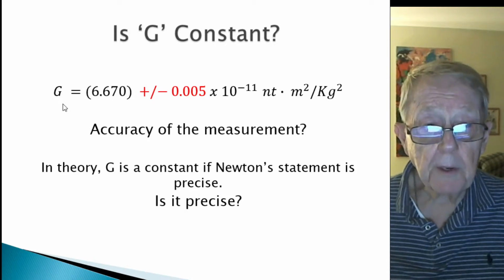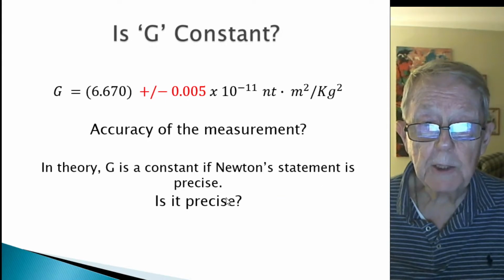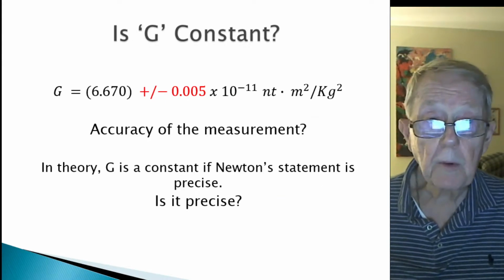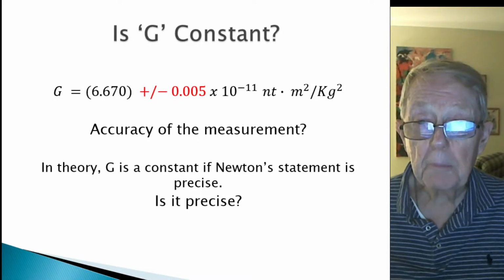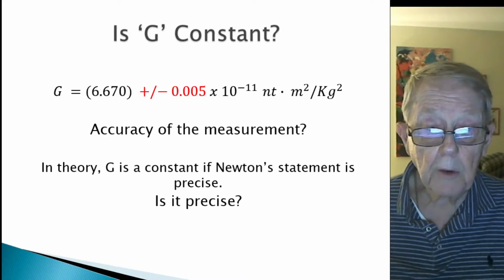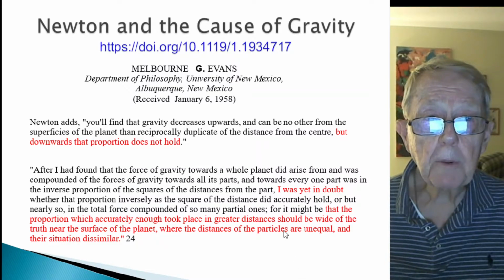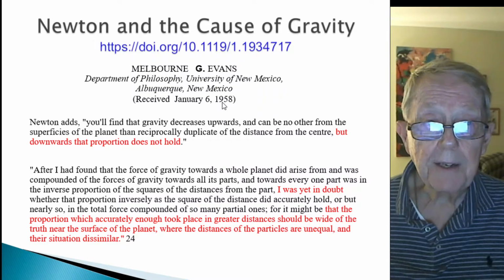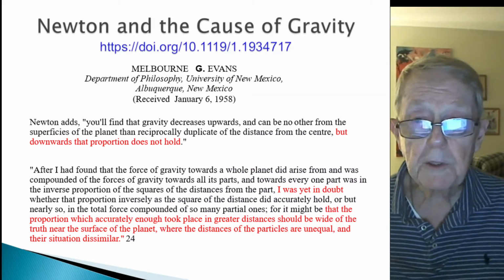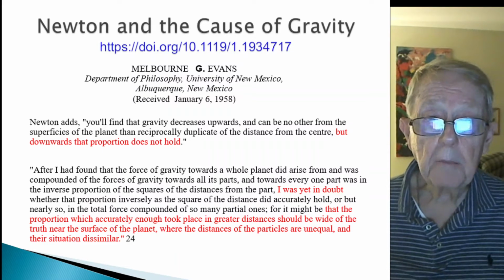Now, in my opinion, in theory, if G is a constant, if Newton's statement is precise, that's one question. If it has to be a precise statement, if this G is to be an absolutely true constant, well, there was a paper written by Melbourne G. Evans, submitted back January 6th of 1958 at the University of New Mexico. Excellent paper. I actually went online and bought a copy of this paper.